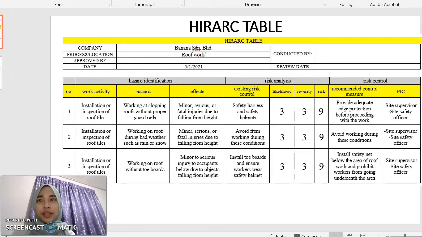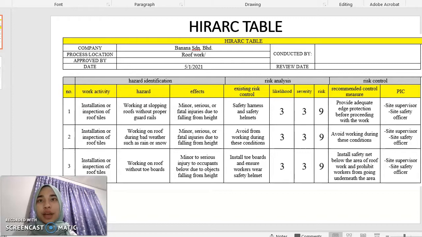The second hazard is working on the roof during bad weather, for example, rain or snow. This also gives effects of minor, serious or fatal injuries due to falling from height. The existing risk control is to avoid working during these conditions. The risk is also 9, which is medium, and the recommended control measure is to avoid working during these conditions.